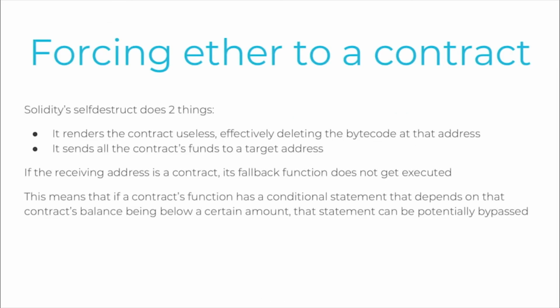All right, so here's one that you might not know, and it's forcing Ether to a contract. Solidity self-destruct does two things. It renders the contract useless by deleting all of the bytecode at that address, and also sends all of the funds to a target address. The special case here is that if the receiving address is a contract, the fallback function doesn't get executed.